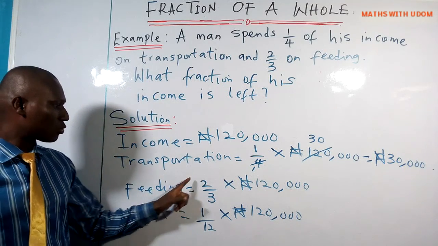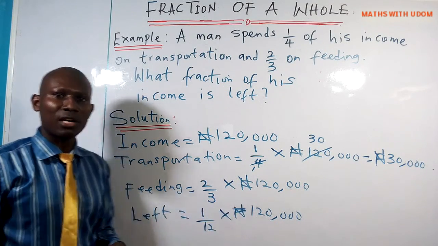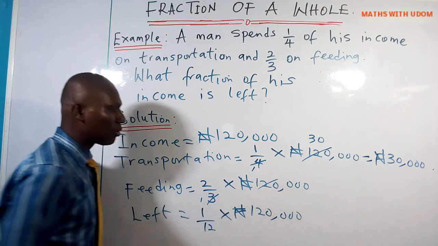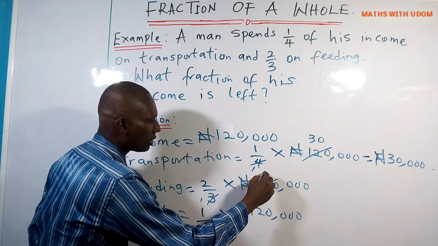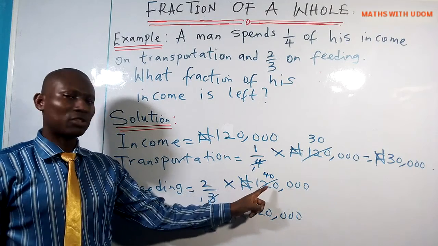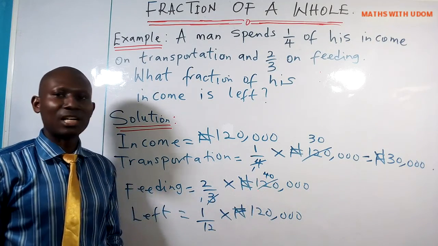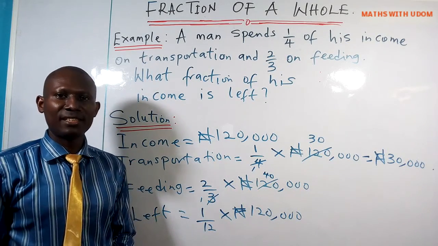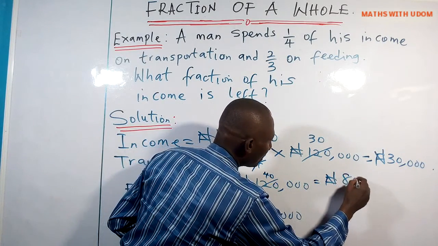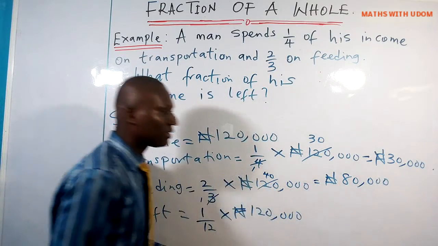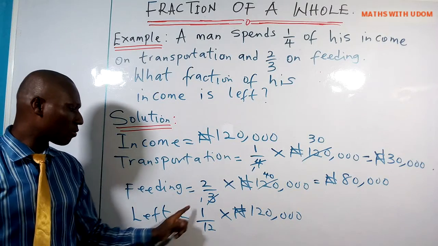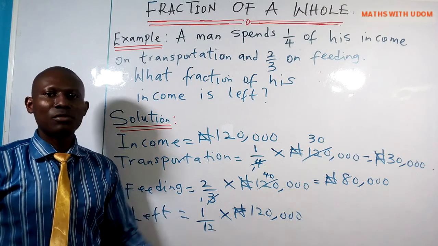What of feeding? 2/3 of 120,000 naira. Now 3 here. How many 3 can go in 120? That's 40. So what do we do next? We multiply 2 by 40. So 2 times 40,000 naira will give us 80,000 naira. So we'll write 80,000 naira. And lastly, the amount left in the hand of the man is 1/12 of the income.